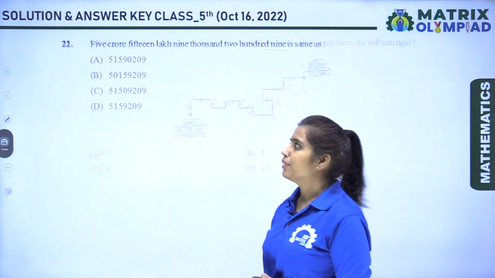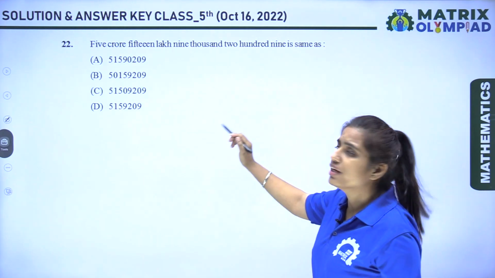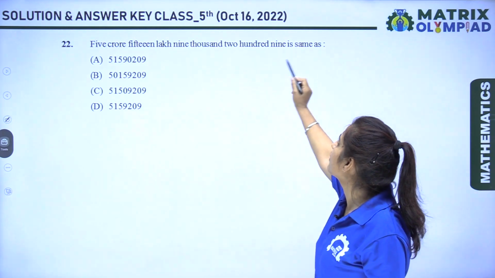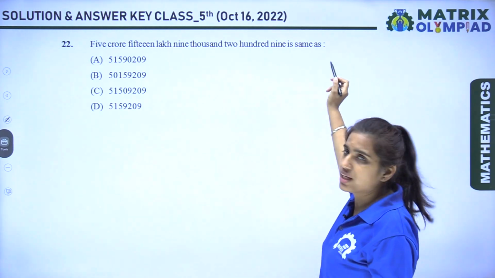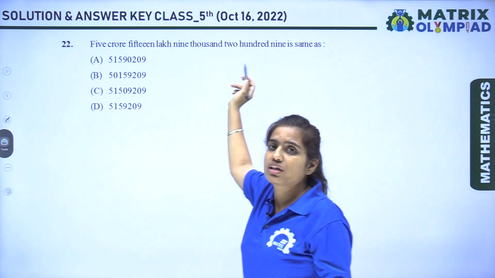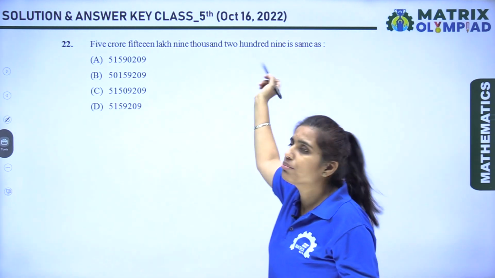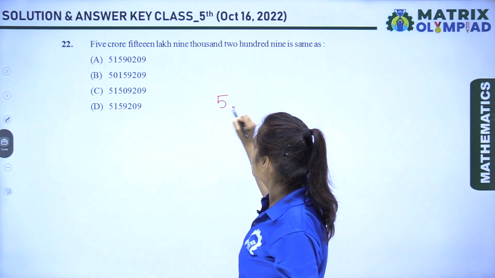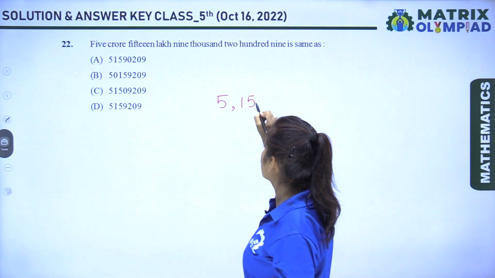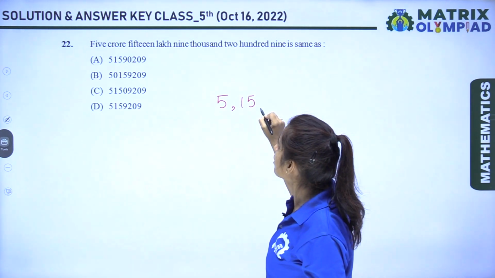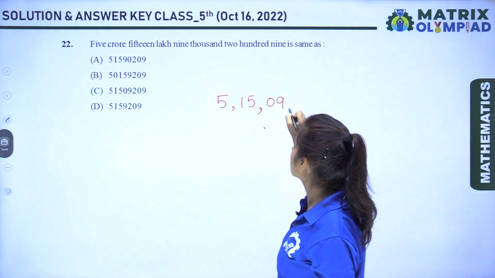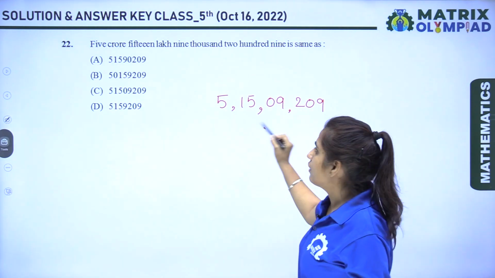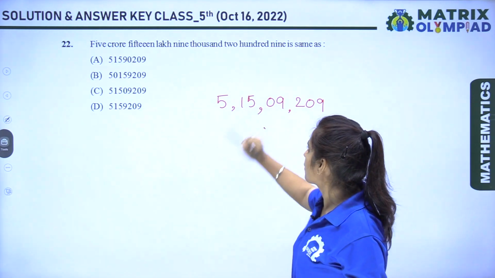Let's begin with the next part. 22. Here it is written that 5 crore 15 lakh 9,209 is the same as. We have to identify the number. We are given the number name. Now let's convert this number name into the numerical form. 5 crore 15 lakh 9,209. So this is the number. We have to check the options.